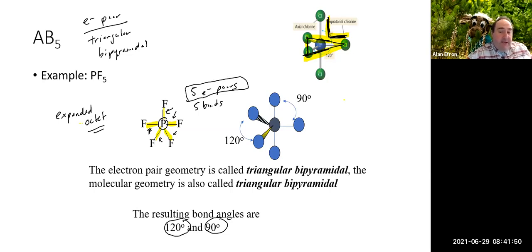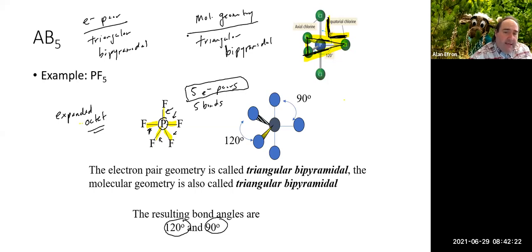It results in a couple of different bond angles occurring from that central atom. In addition, something with 5 electron pairs and 5 bonds, in terms of the molecular geometry, is also going to have the name trigonal bipyramidal. So again here, both of these names are the same. Both the electron pair geometry and the molecular geometry are the same. Here we got our expanded octet.